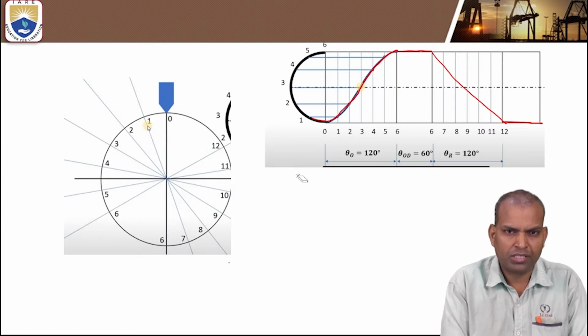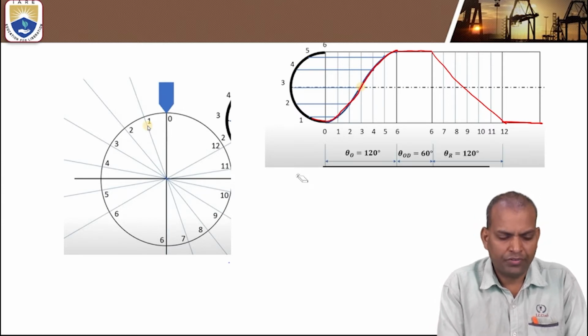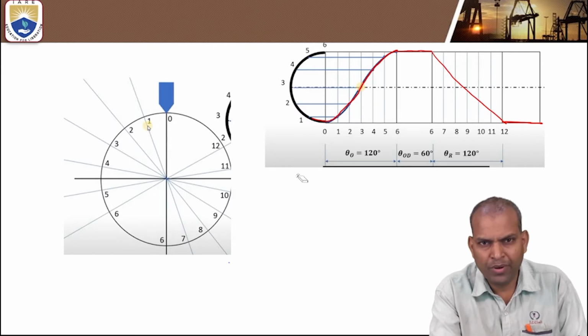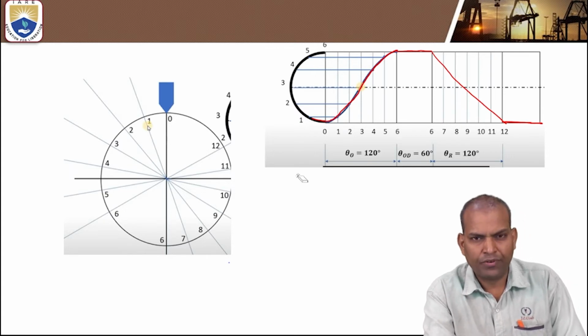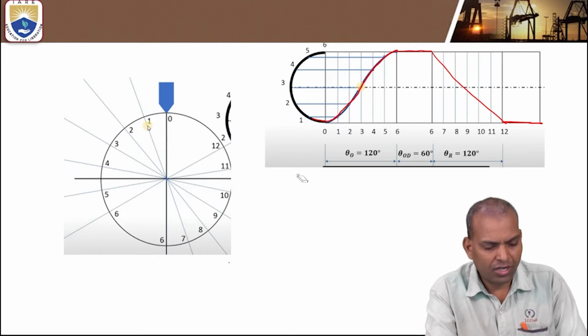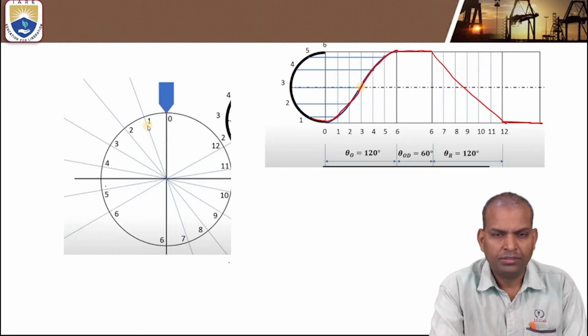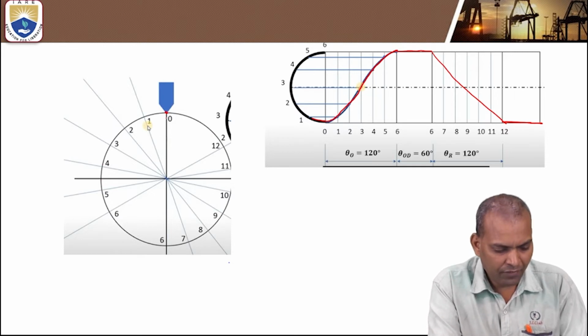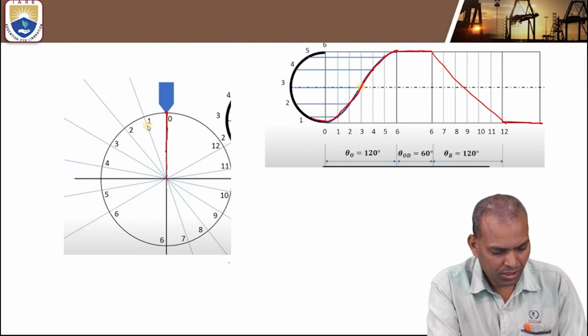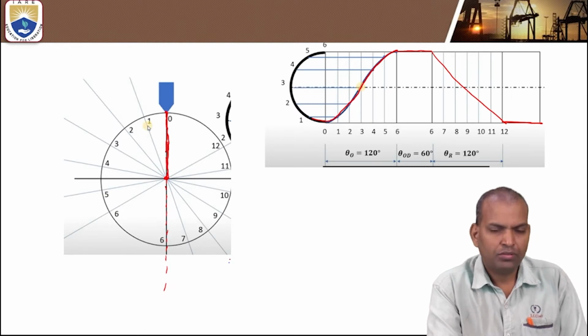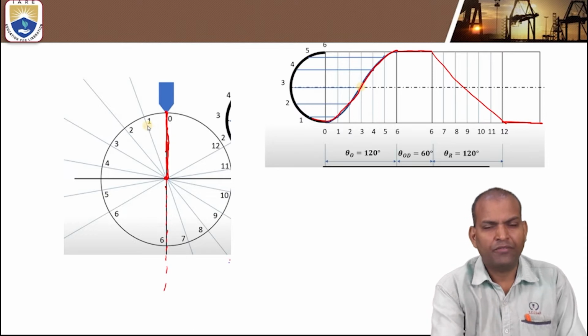Now take a compass with a radius of 5 centimeters, because they mentioned the minimum radius of the cam is 5 centimeters. So take 5 centimeters and draw a circle. This is the circle. After drawing the circle, the axis of the follower is passing through the center of the cam. So this is the starting point. Now divide this circle of 360 degrees.